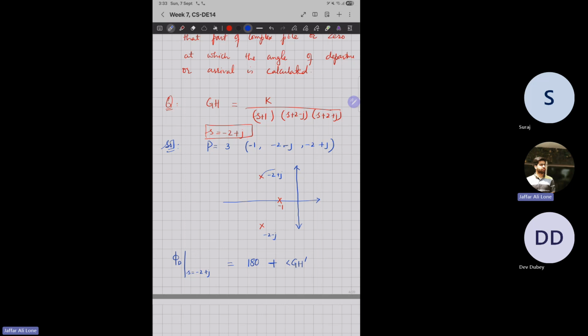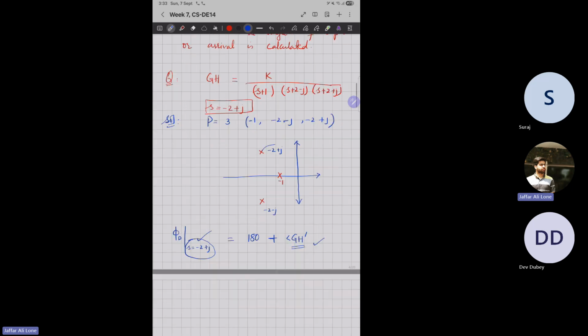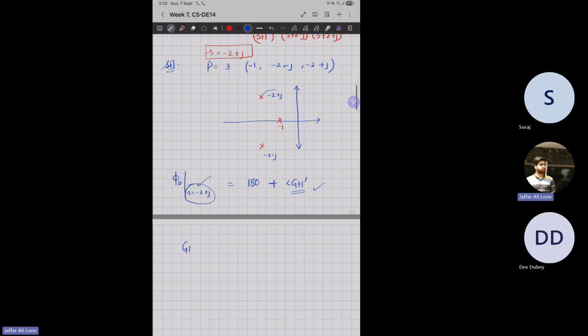Now we have to make this GH dash. How will we make it? For the pole where we are calculating it, we will remove that pole in the transfer function, and the net transfer function we get is GH dash, and we have to find the angle of that transfer function. So let's find GH dash.